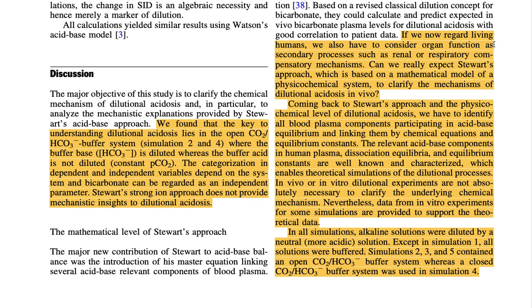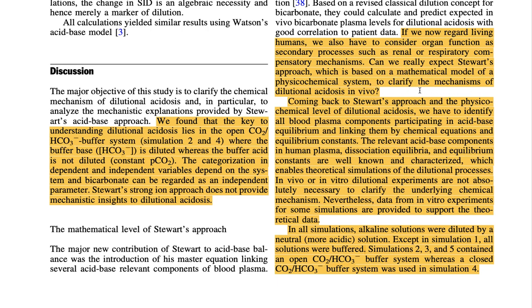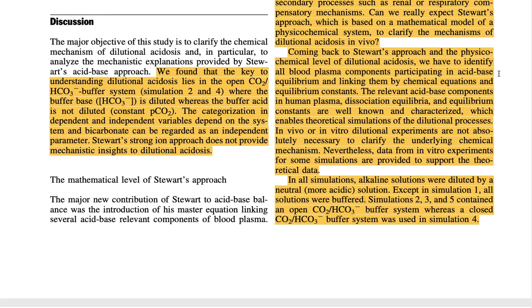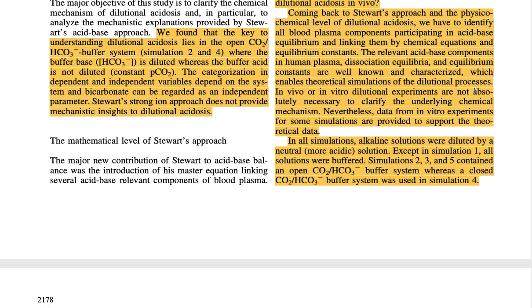If we now regard living humans, we also have to consider organ functions as secondary processes, such as renal or respiratory compensatory mechanisms. Can we really expect Stewart's approach, which is based on a mathematical model of a physicochemical system, to clarify the mechanisms of dilutional acidosis in vivo? Coming back to Stewart's approach at the physicochemical level of dilutional acidosis, we have to identify all blood plasma components participating in acid-base equilibrium and link them by chemical equations and equilibrium constants. The relevant acid-base components in human plasma, dissociation equilibria, and equilibrium constants are well known and characterized, which enables theoretical simulations of the dilutional processes.